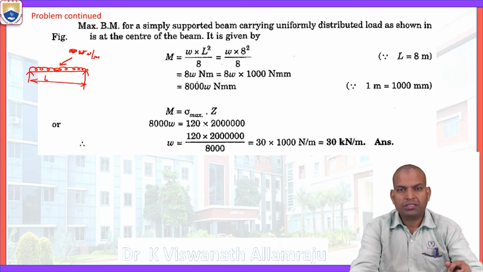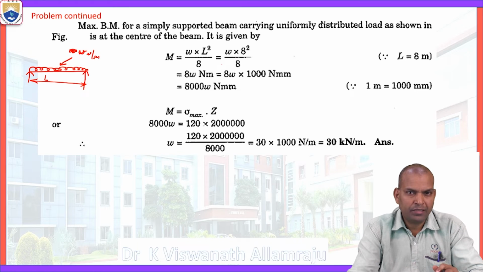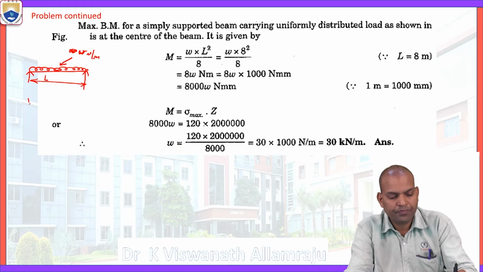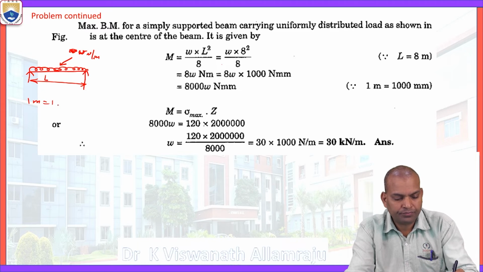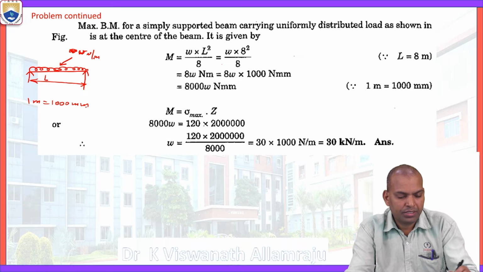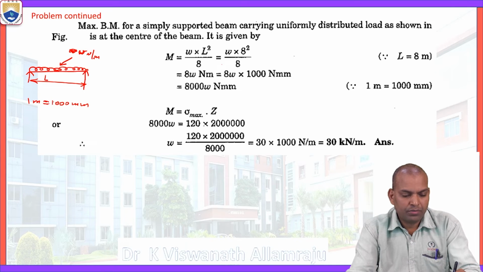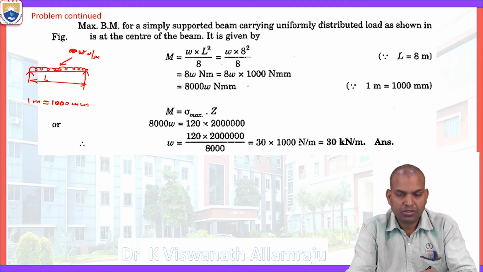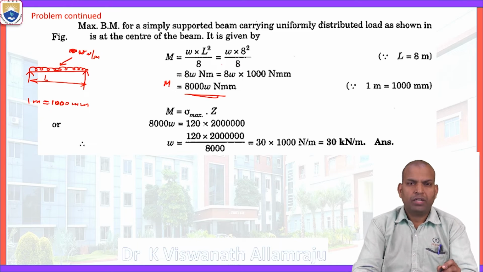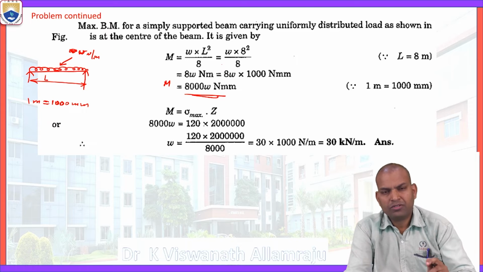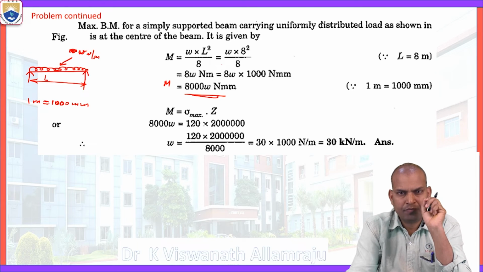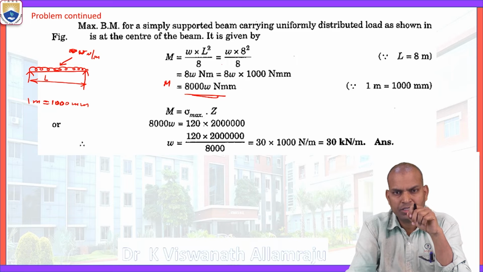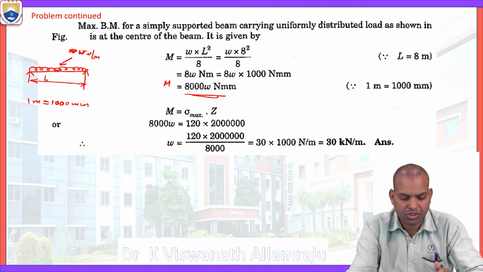Convert it, it is in Newton meters, convert into Newton millimeter. 1 meter equal to 1000 millimeters. So 8w Newton meter is 8w times 1000, that is 8000w Newton millimeter, this is the M. We know the relation between section modulus, bending moment and maximum bending stress, that is M equal to sigma times Z.